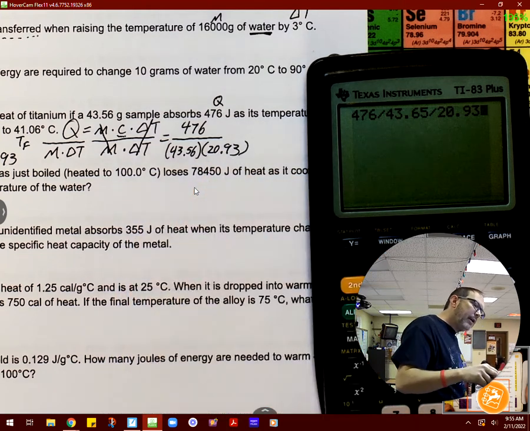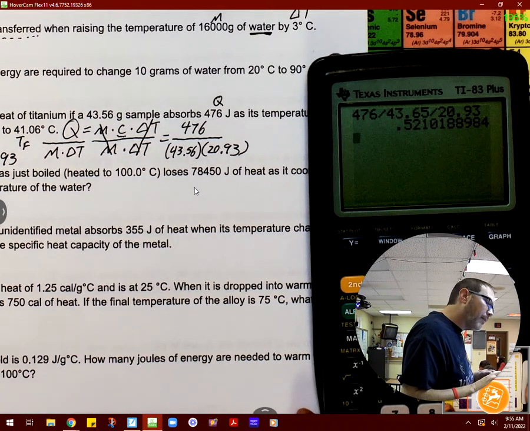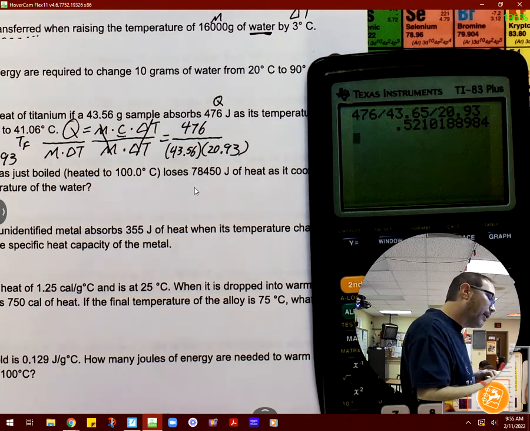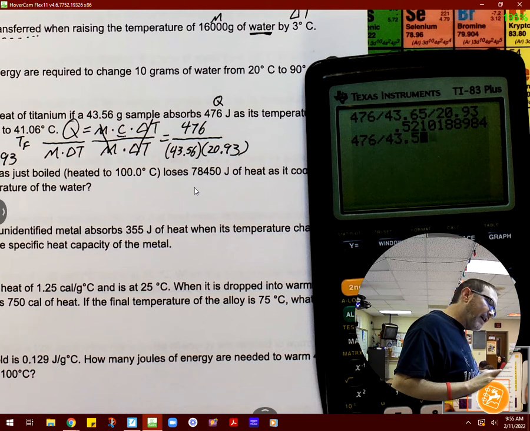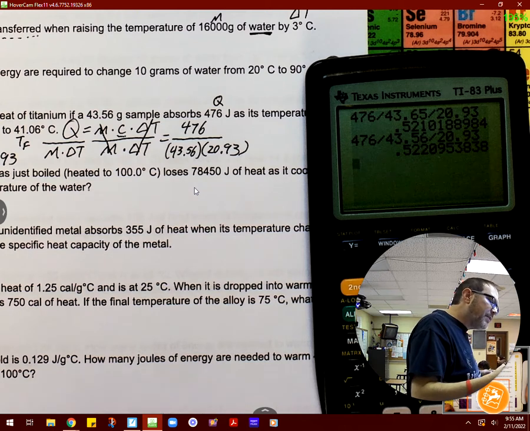What was that up there? Did I put something wrong? Oh, I did. I swapped a number there. Let's try that again. 476 divided by the right thing this time. 43.56 divided by 20.93. It was close, but there's my answer right there.